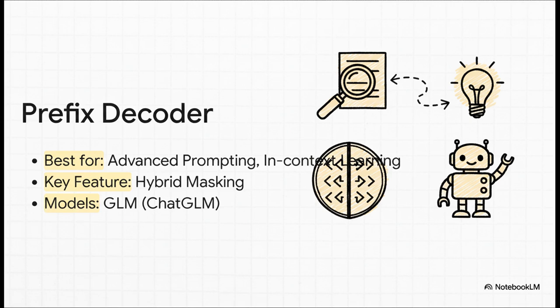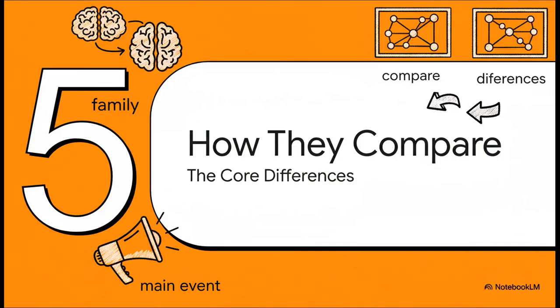And this two-step process is what makes it so incredibly powerful for things like advanced prompting or in-context learning, because it gets such a rich understanding of your instructions right from the start. Its key feature is this hybrid masking, and a great example is the GLM series, which you might know from ChatGLM. Okay, so we've met the whole family.